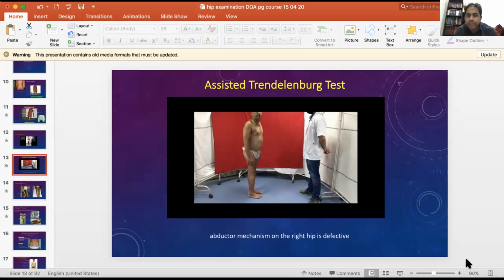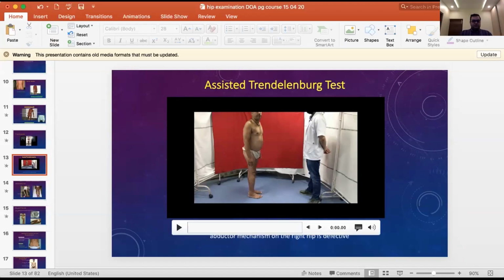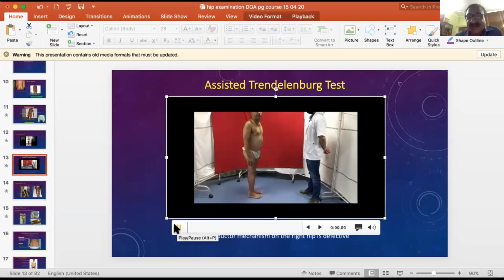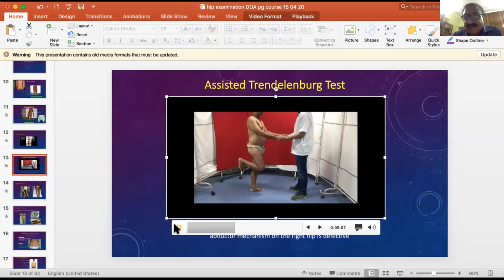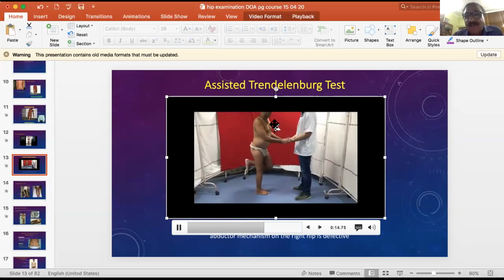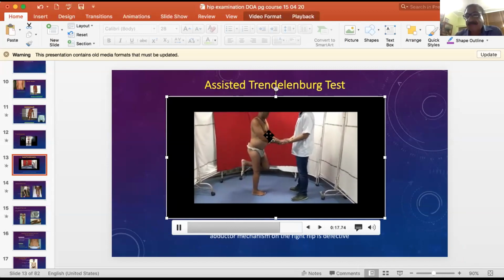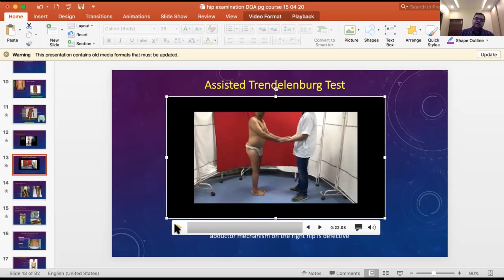Now please let the PGs see this video. Things will be clear. This is an example of an assisted Trendelenburg sign. The patient has disease on the right side. When he's standing on the left side, no problem. Now please see when he stands on the right side, the disease side. When he stands on the disease side, he puts a lot of pressure with his left hand on the clinician's right hand. He needs a stick on the left side. Is it clear? Yes, quite clear, sir.